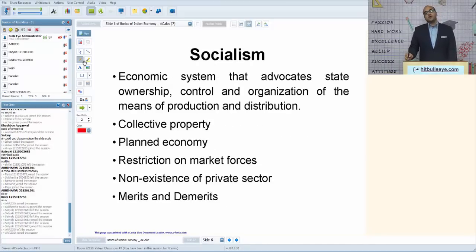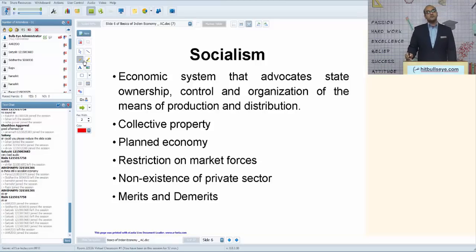The next economic system that we'll be talking about is socialism. So socialism is an economic system that advocates complete or absolute state ownership, control and organization of the means of production and distribution. So this is entirely opposite to the capitalist society, in which everything is privately owned.